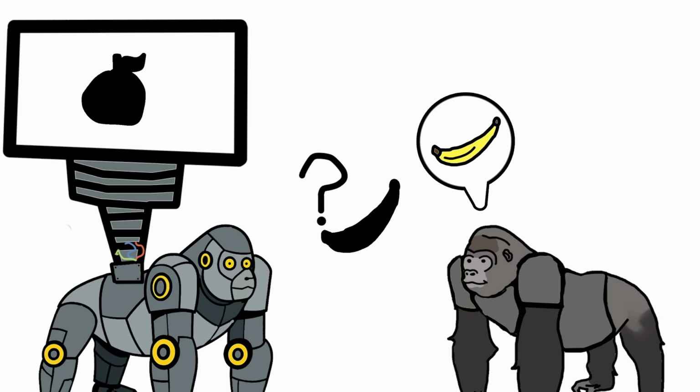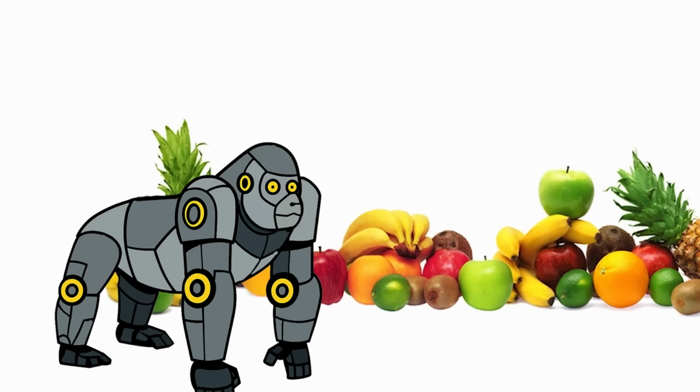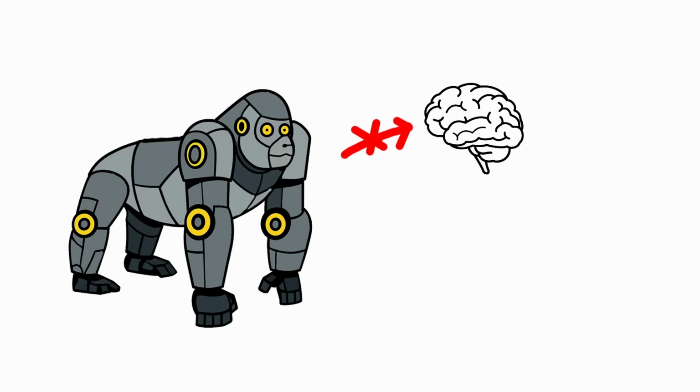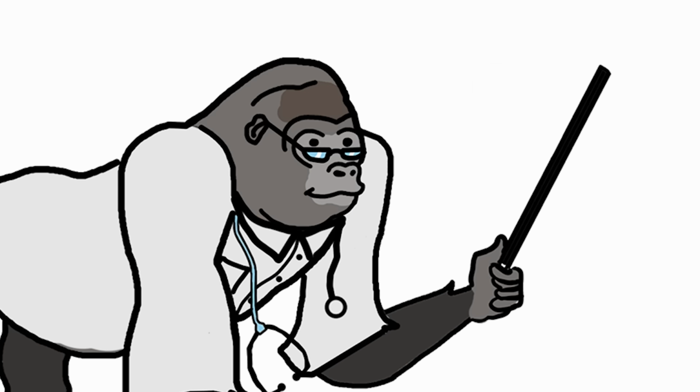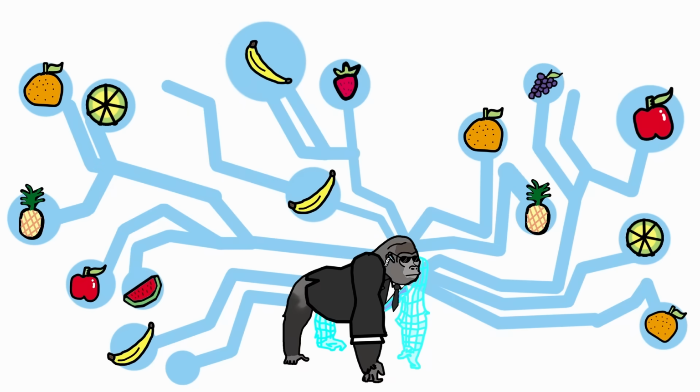The model doesn't understand fruit the way a real monkey does. It doesn't know anything. It just looks at thousands of examples, finds patterns, and spits out the most likely answer. It's not thinking, it's predicting. Now here's where it gets scary. Because this pattern guessing trick, it scales.